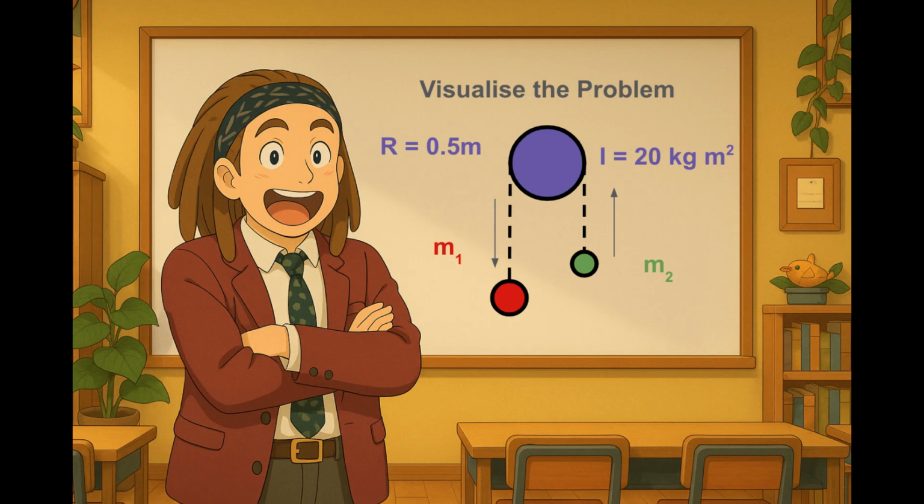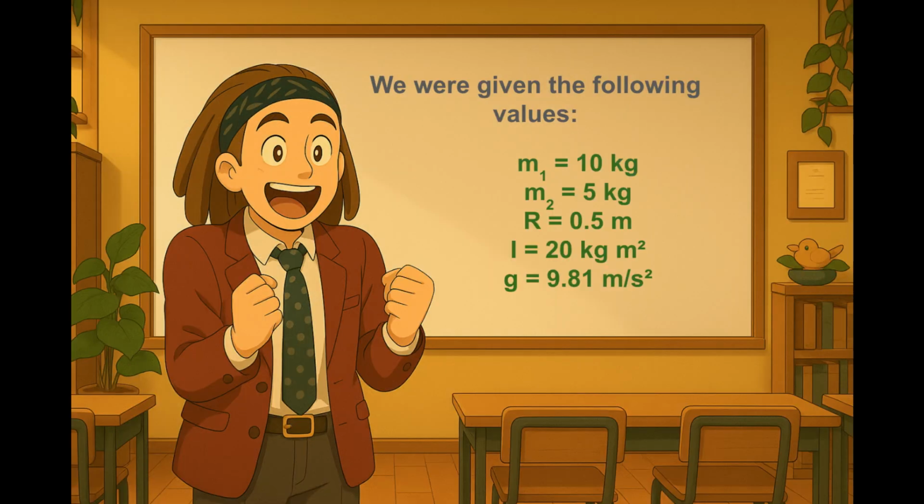Since M1, 10 kilograms, is heavier than M2, 5 kilograms, M1 will move downwards, M2 will move upwards, and the pulley will rotate. A crucial detail is that the string rolls without slipping on the pulley. Our pulley has a radius r equals 0.5 meters and a moment of inertia I equals 20 kilogram meters squared. Please note, I'm assuming the "per meter squared" in the problem statement was intended to mean meters squared for the unit of moment of inertia, as is standard. We'll use g equals 9.81 meters per second squared for the acceleration due to gravity.